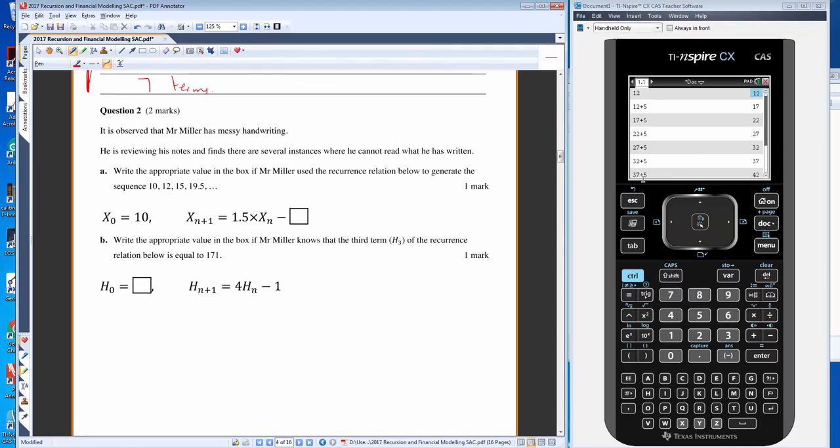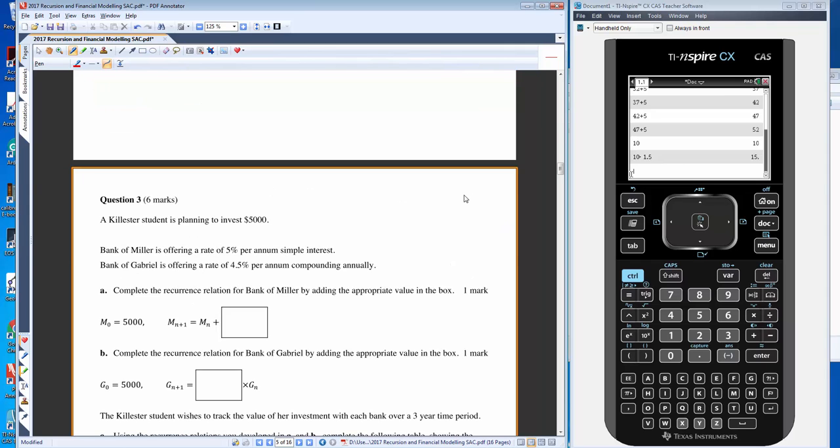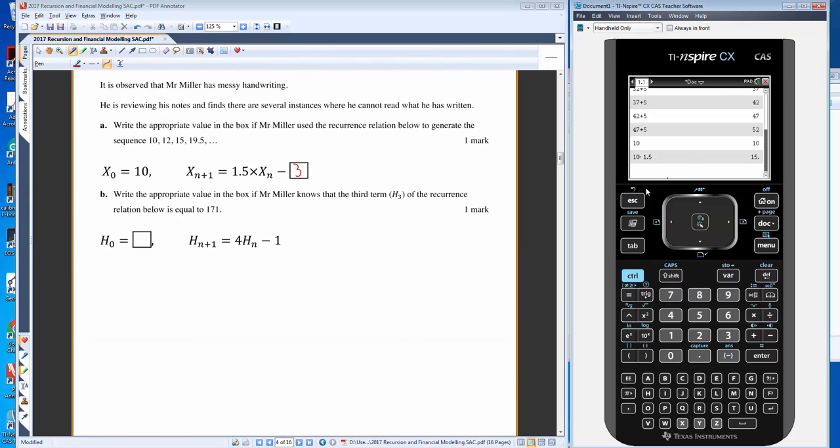The way I would do this question is: initial value is 10, we multiply it by 1.5, which is 15, and what must have happened then is that I subtracted 3 to get 12. So I'm suspecting that it will be a 3 in the box. Then I'm going to just try it out. Back to my calculator, I'm putting 10 as my initial value, times 1.5, and subtract 3, generates 12. The next value should be 15, and it is. The next value should be 19.5, and we've got it. That question was done well.